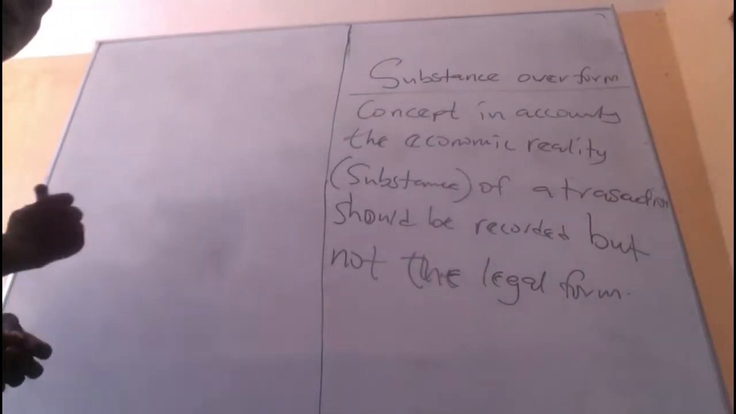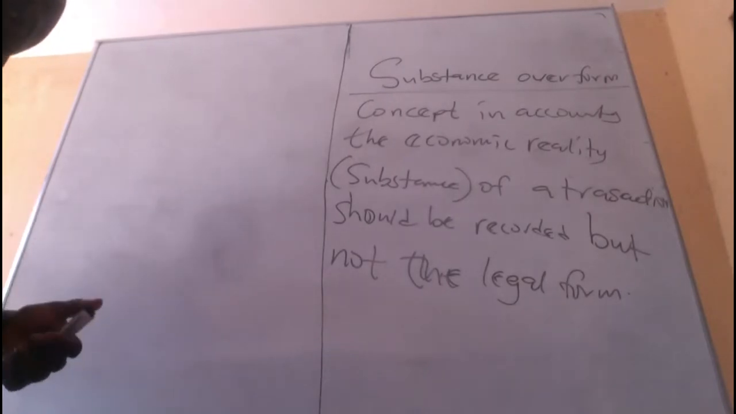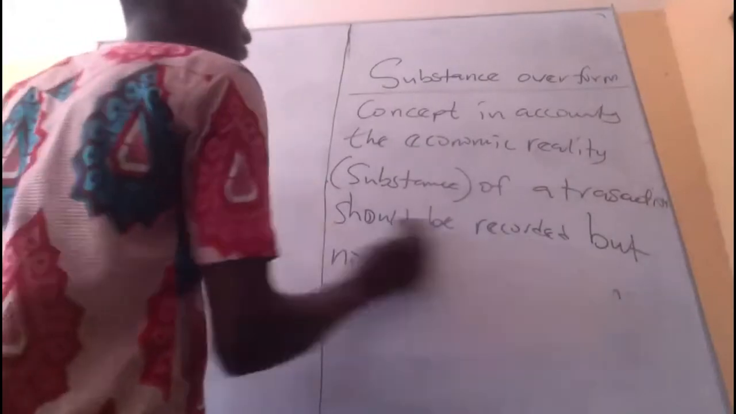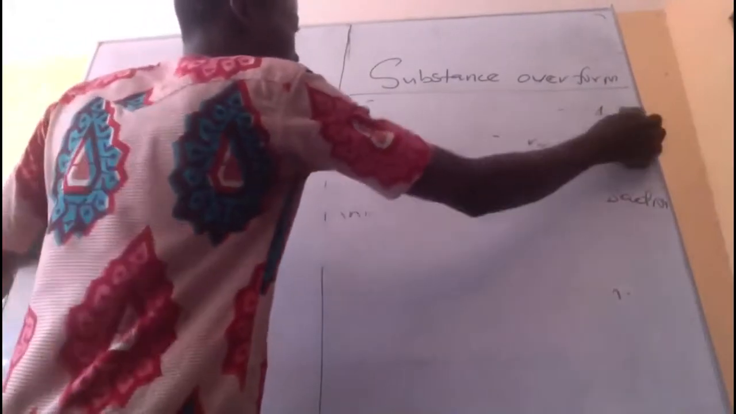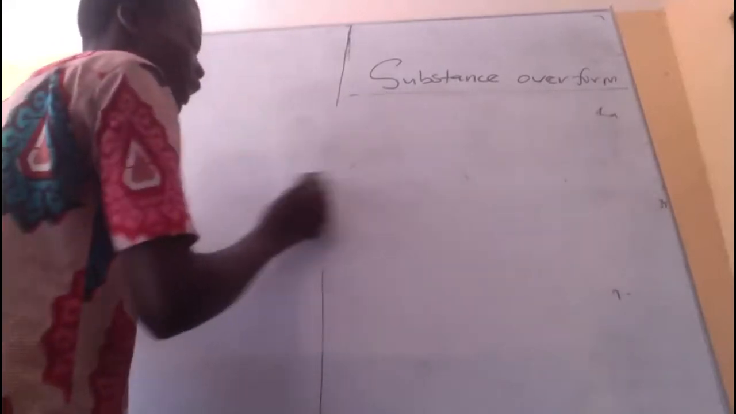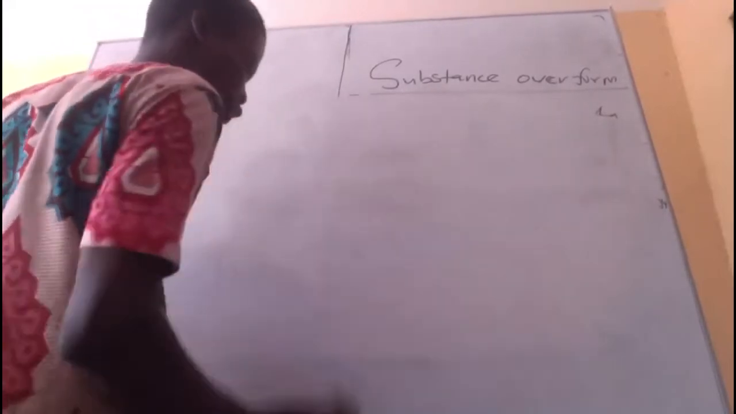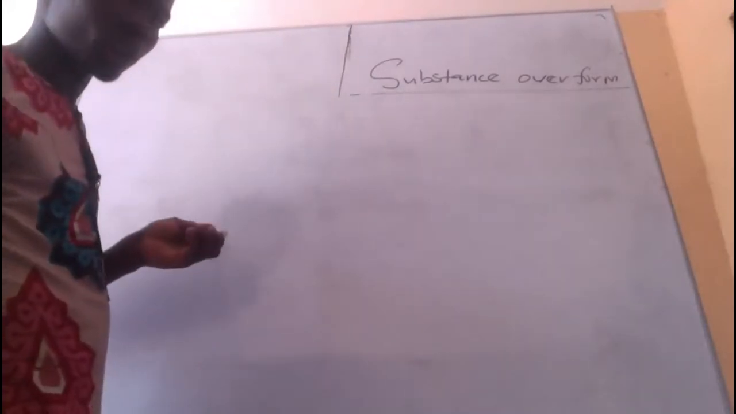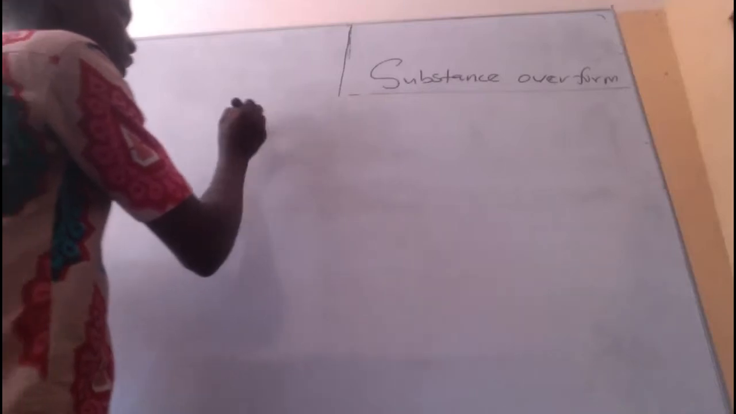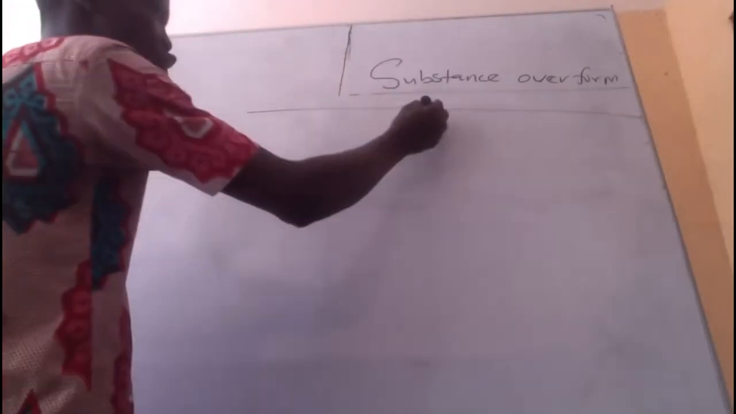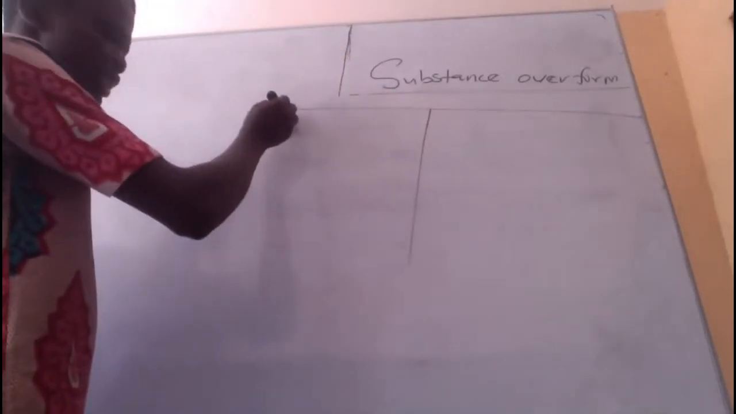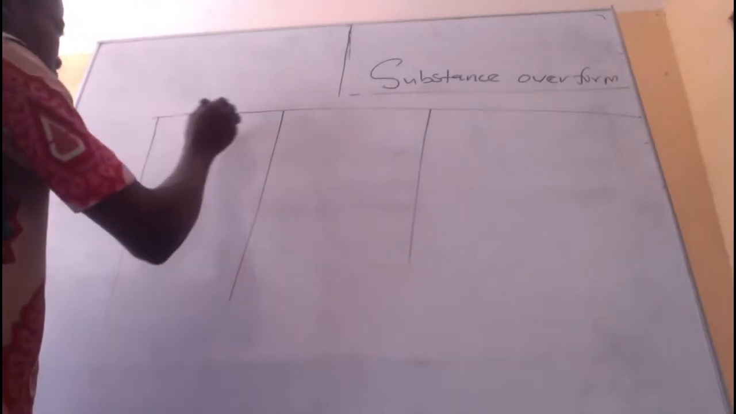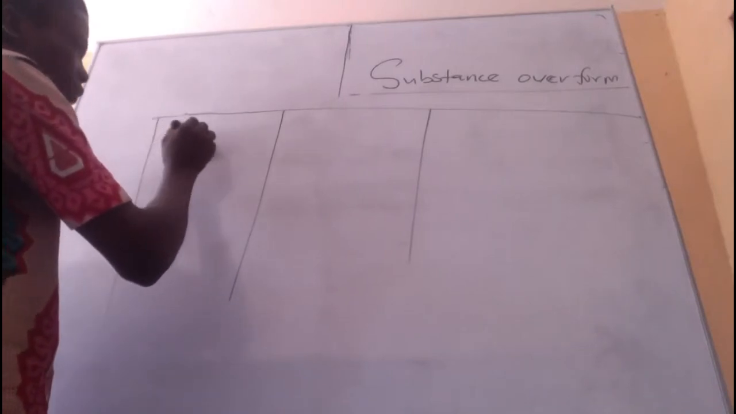So now be with me, let's pick some few illustrations. Now that we know the definition, let's pick some examples of substance over form. This is a very short lecture to just walk you through substance over form. Each and every accounting transaction has two forms or two sides. So let me put a transaction here.